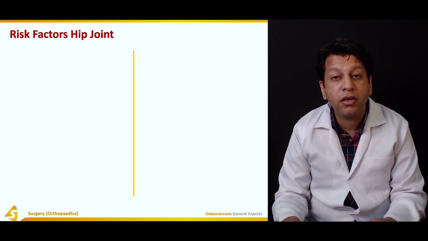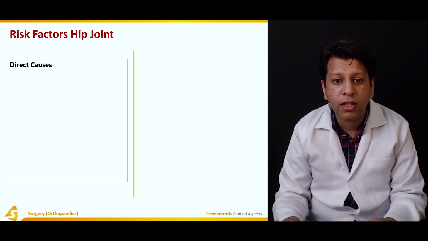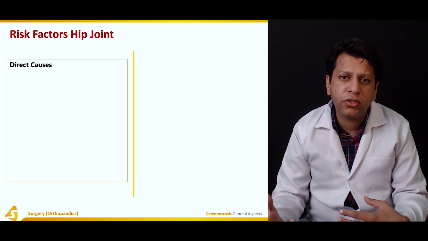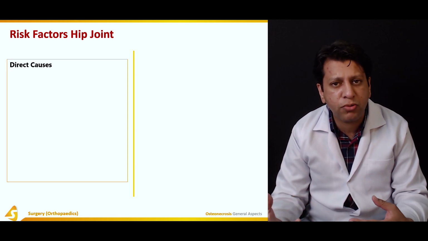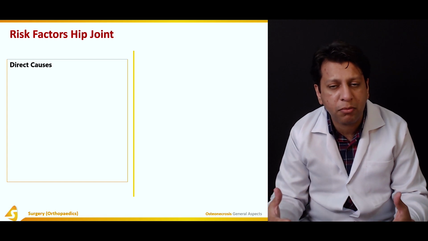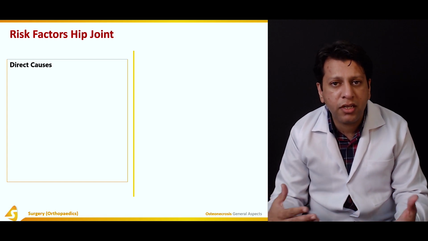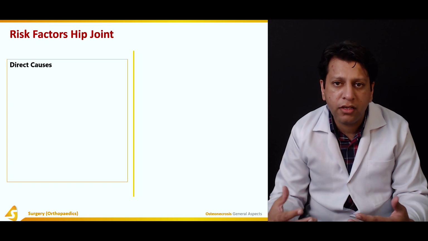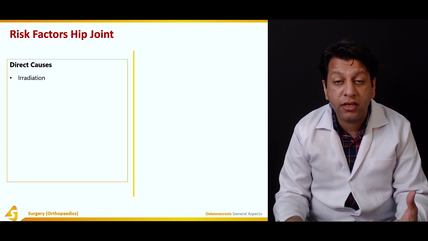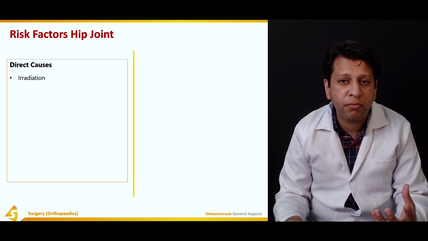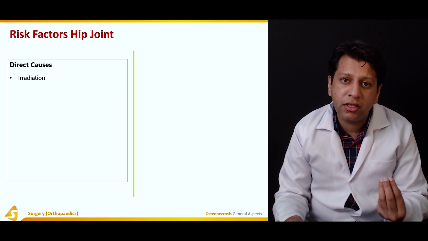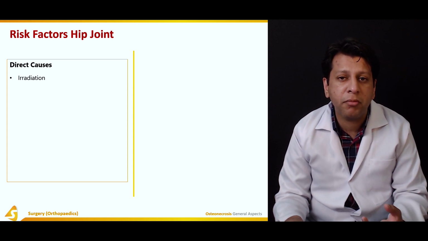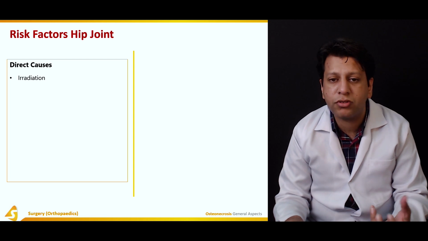So what are the risk factors for the hip joint? Risk factors include direct causes, which directly affect the hip, and indirect causes, which may be a systemic disease that indirectly affects the hip. Maybe radiation, that is for any tumor of the pelvis or acetabulum or lower spine. If that is unresectable, usually radiation therapy is done. This radiation can damage the blood vessels, leading to osteonecrosis.